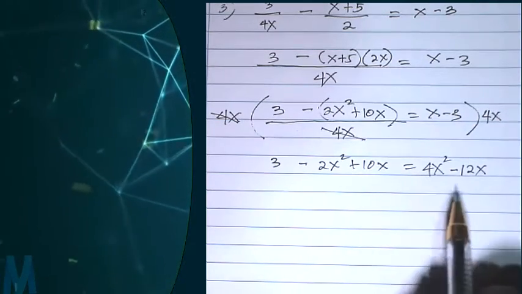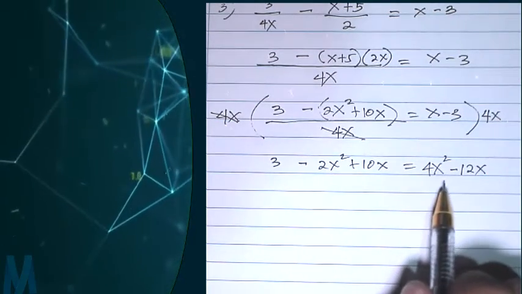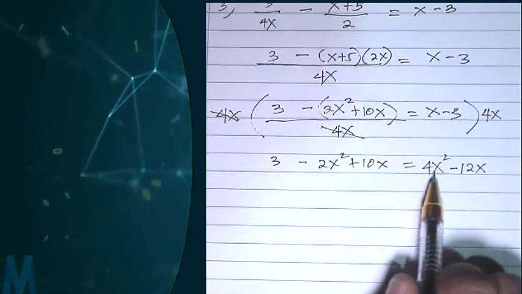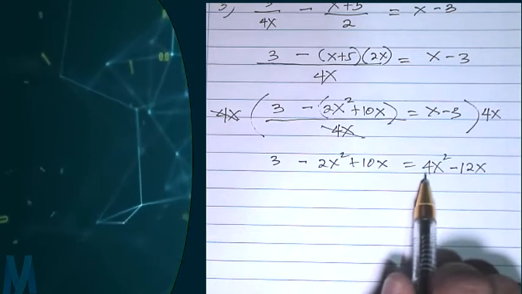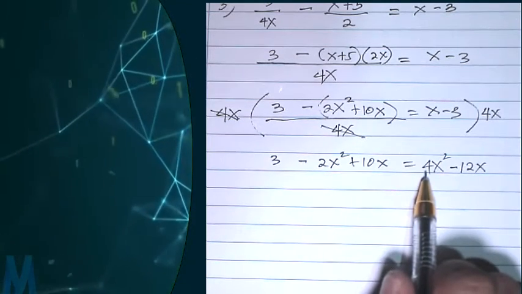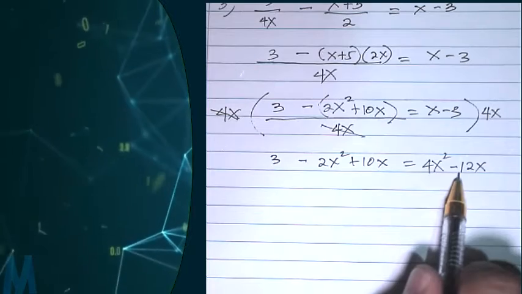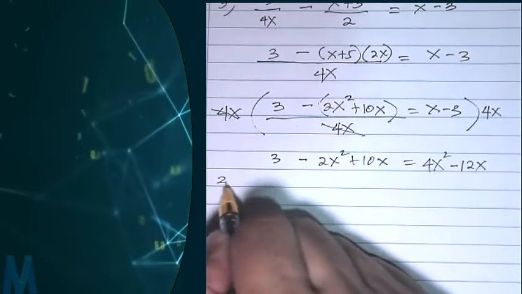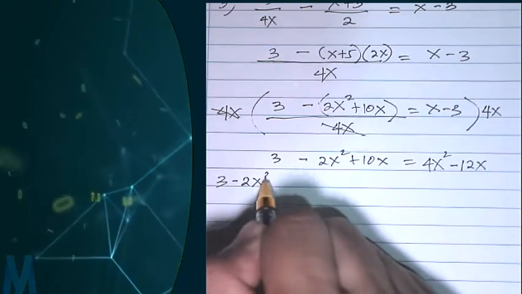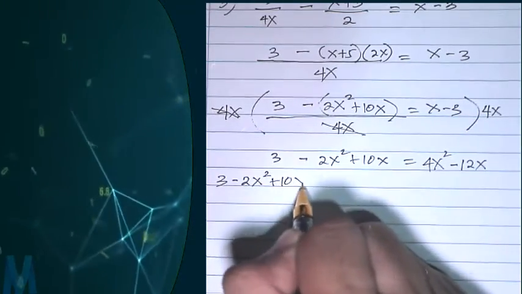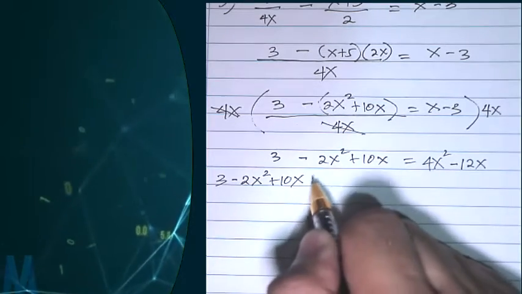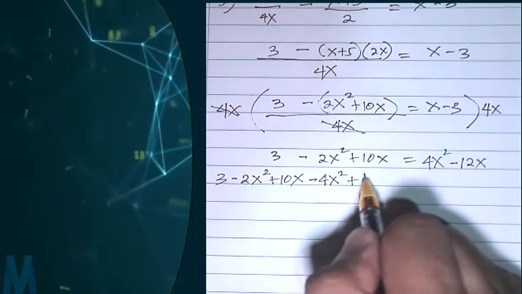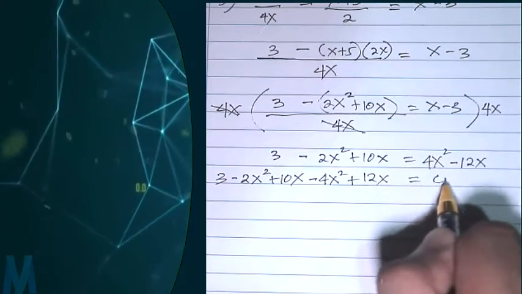And then we're going to make the right side of the equation 0. So we transfer both of them to the left side. So the positive 4x squared, when transferred, becomes negative. The negative 12x, when transferred, becomes positive. So we have here 3 minus 2x squared plus 10x, transfer, so we have negative 4x squared, transfer. We have positive 12x. So 0 is left on the right side.